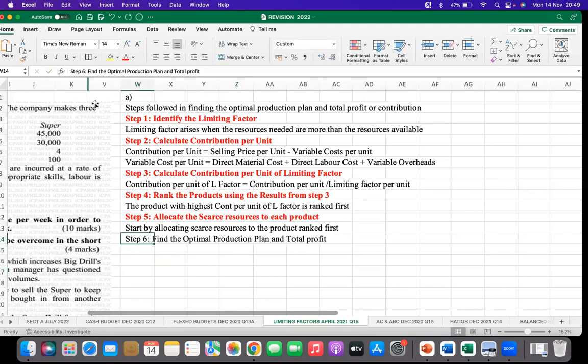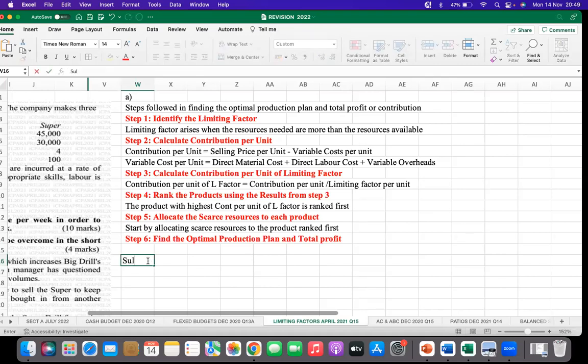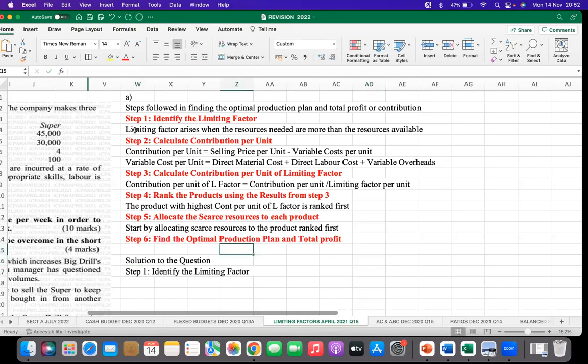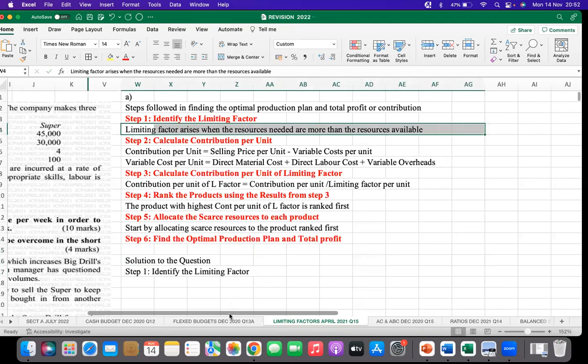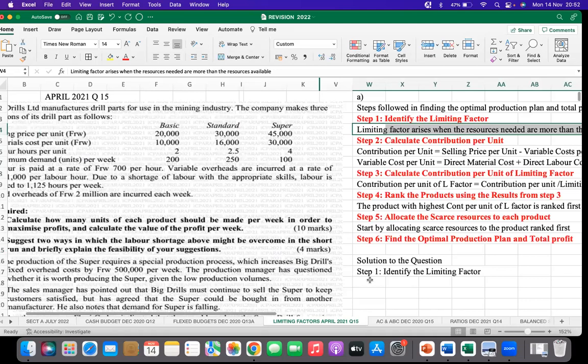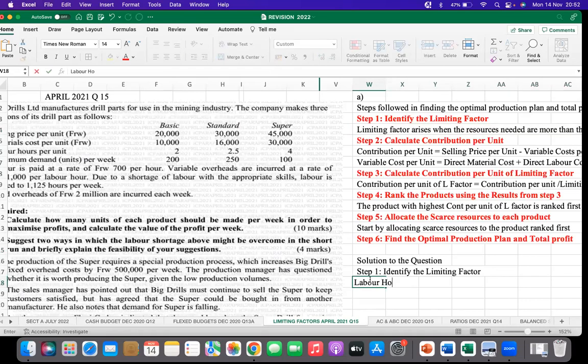Now, I have a feeling that we should stop, but there are still 10 minutes. So let me just highlight what we will do. I put the structure and then we will continue next time. So now we solve the question. Solution to the question. In our solution today, please strictly follow the steps. Step one, identify the limiting factor. You just read what I've said up here and then you apply it. Limiting factor arises when the resources needed are more than the resources available. So let's look at labor hours available.